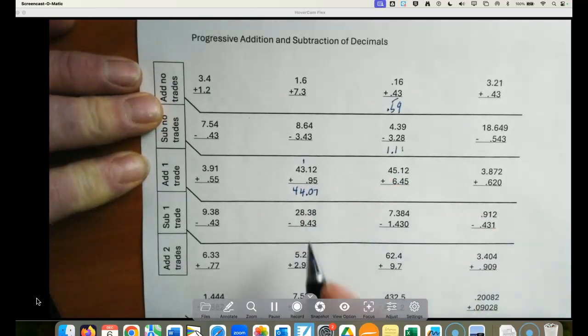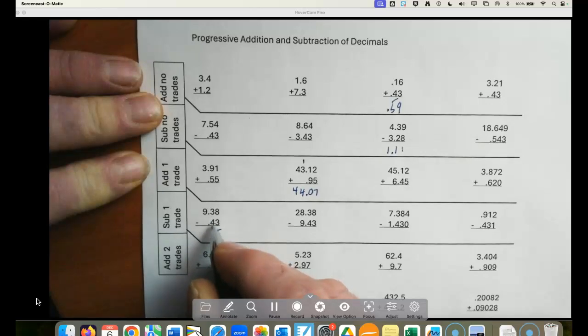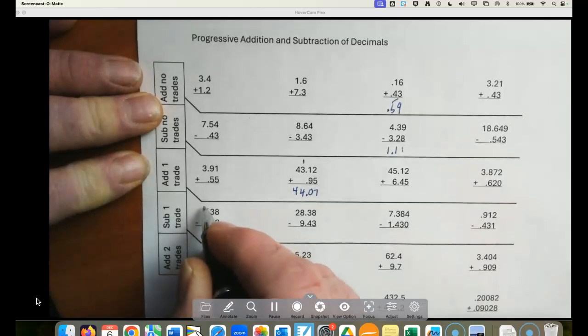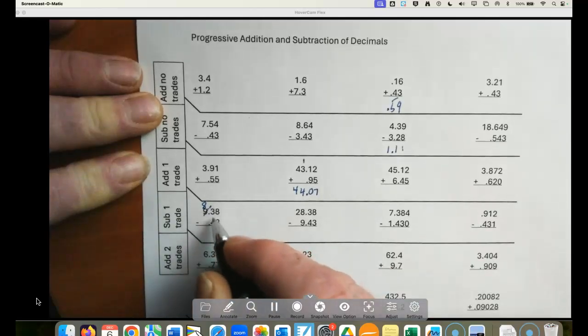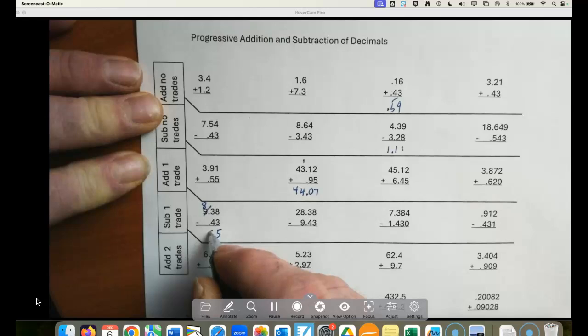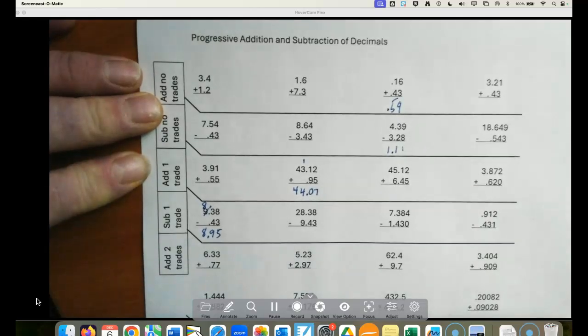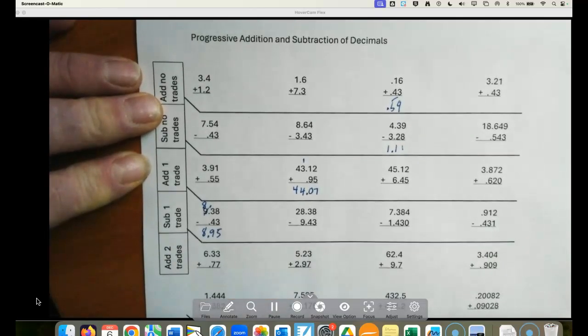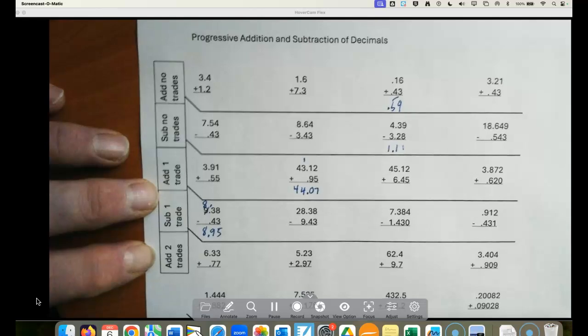Same thing with trades on subtraction. We'll do this one right here. 8 minus 3 is going to be 5. But we can't do 3 minus 4, so we have to make a trade here. So we're going to call this 8. We're going to add 10 to this. Now you've got 13 minus 4, which is 9. And you've got 8 minus 0, which is 8. And again, you leave the decimal right where it was. $9.38 minus 43 cents.